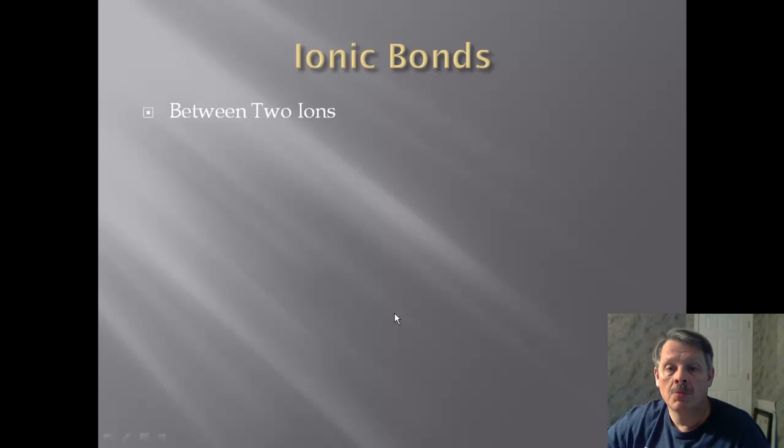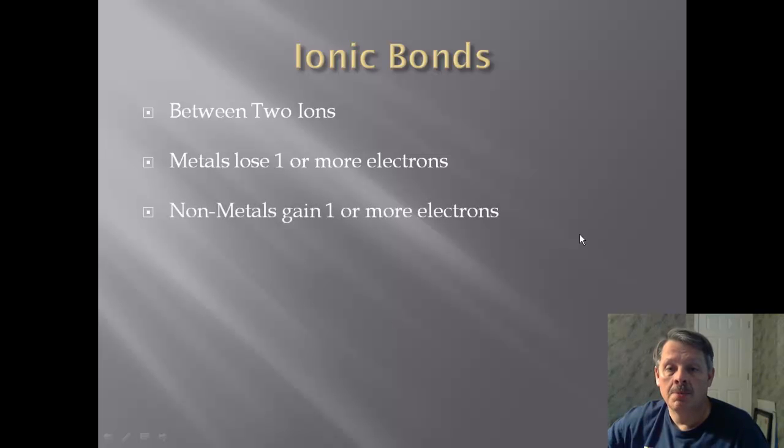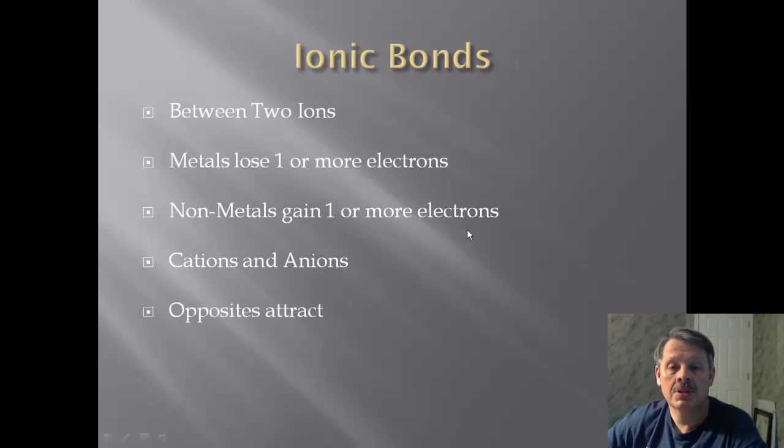Okay. Remember that ionic bonds are always between two ions, and that metals lose one or more electrons, and nonmetals gain one or more electrons. So we have cations and anions, and opposites attract, and that's what pulls these things together. So, for example, we might have a metal like sodium, and it tends to lose an electron, so it gains a positive charge. And chlorine tends to gain an electron, so it becomes negative. So our cation is positive, so that's the Na+, and the anion is negative, so that's the Cl-.